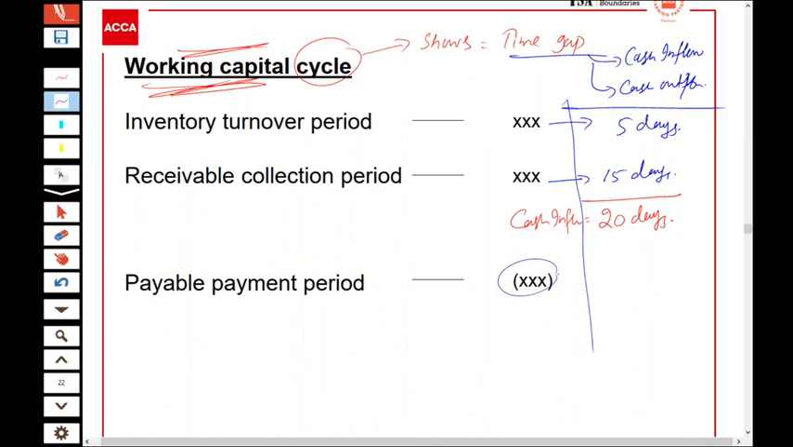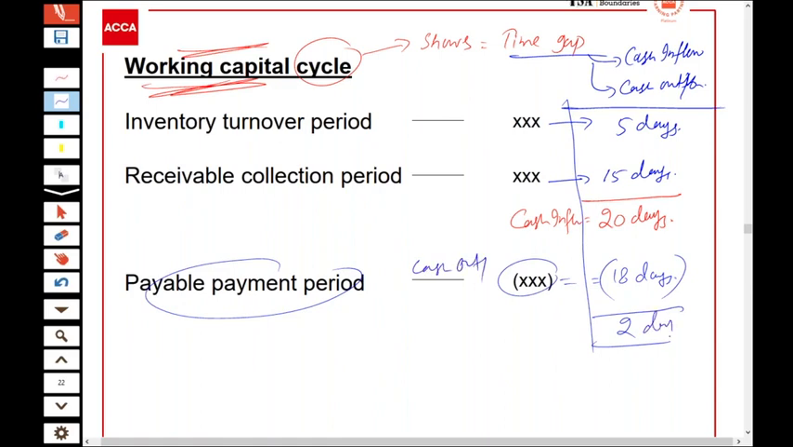And let's say, for example, the payable payment period was 18 days. That's a cash outflow. So it means that the company is having a cash flow problem for 2 days, because the settlement period to the supplier is 18 days and we are having our cash inflow in 20 days. That means we are having a shortage of cash for 2 days, and it may be possible that it would increase our interest burden for the 2 days, for example, through an overdraft facility. So we have to pay in 18 days, but we are receiving in 20 days.